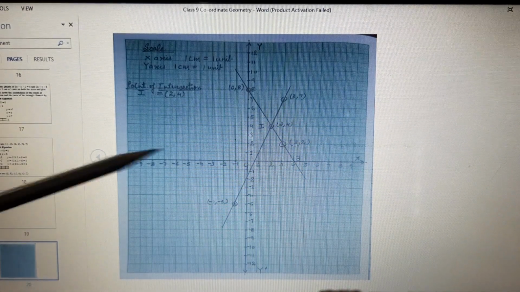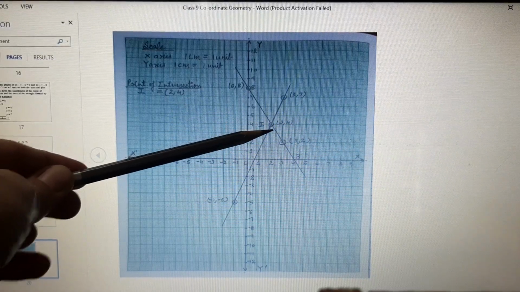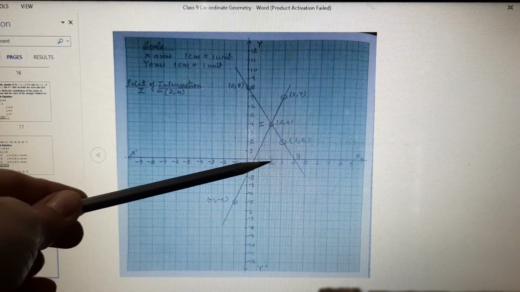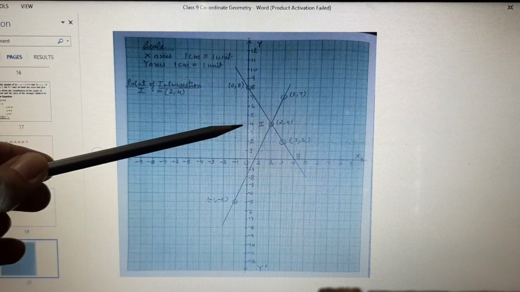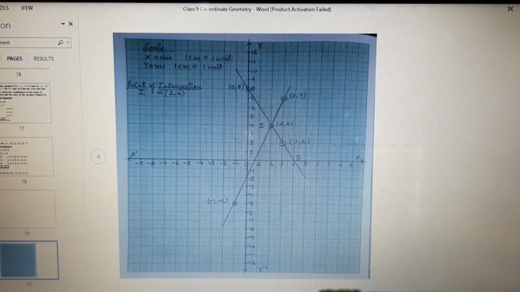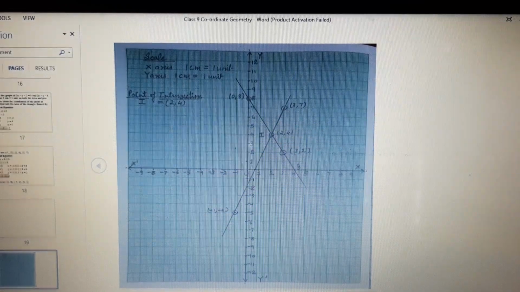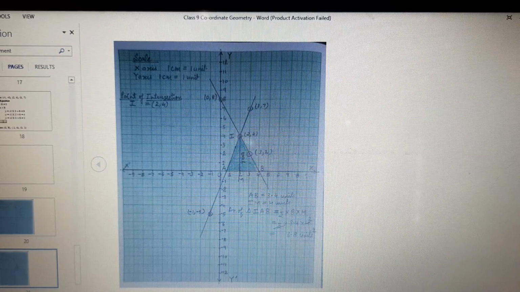Are you getting it? So if we read the coordinates of the intersection point, then on the x axis it is 2 and on the y axis it is 4, 2 comma 4. So the intersection point is 2 comma 4. It means x is equal to 2 and y is equal to 4.